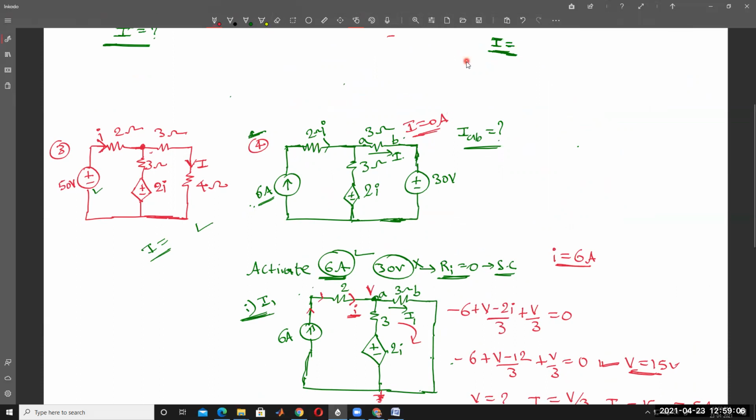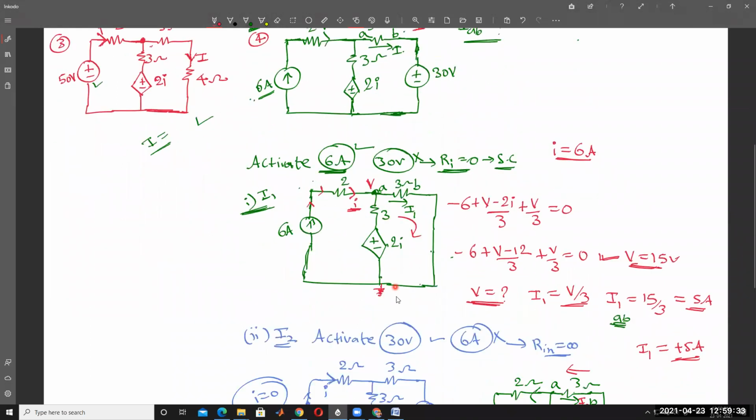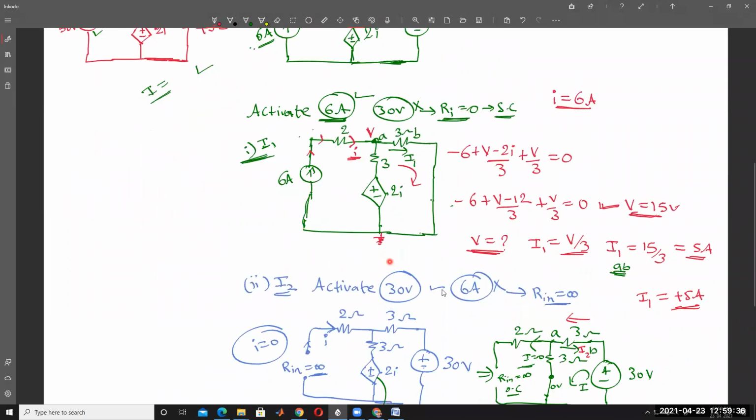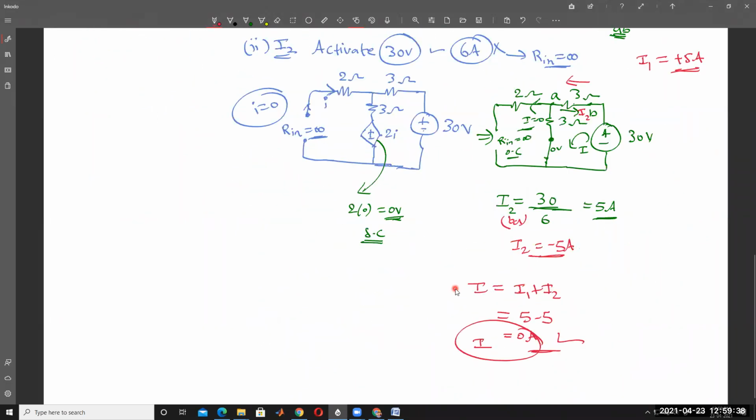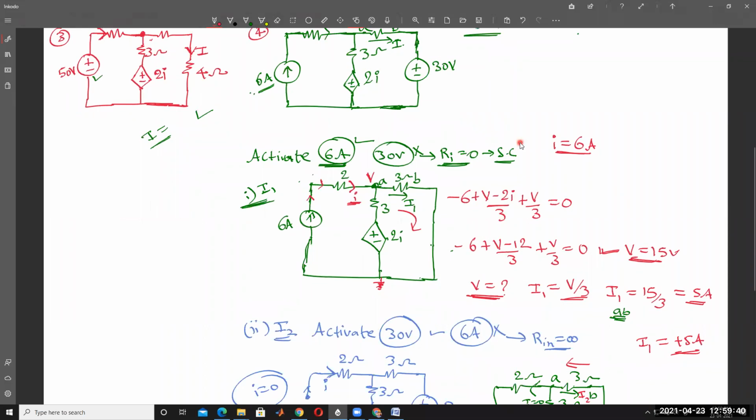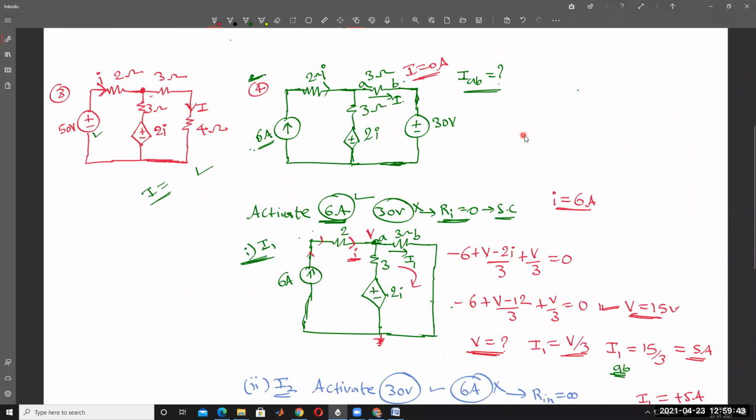This is about the superposition theorem using independent sources. One of the main concepts is that this source depends on 2I, which depends on this branch current. If the current I changes to 2 amps, the voltage source also changes: 2 into 2 is 4. If I is equal to 0, then 2 into 0 is 0, so the voltage source is 0. That's why we get 0. Understood? So like this, find the current I by using the superposition theorem. Is it clear?